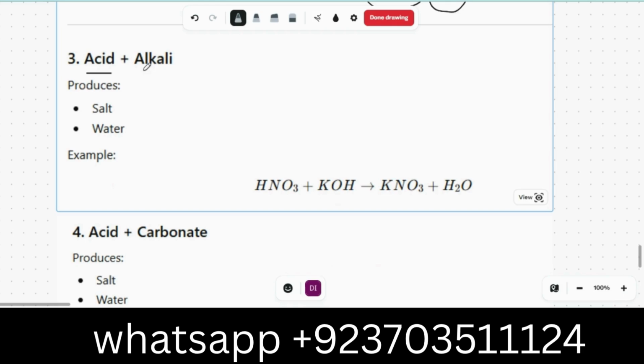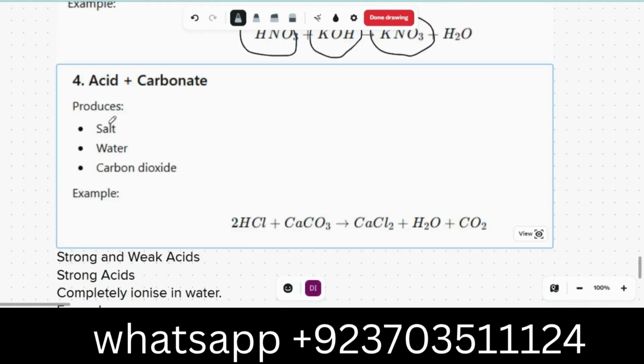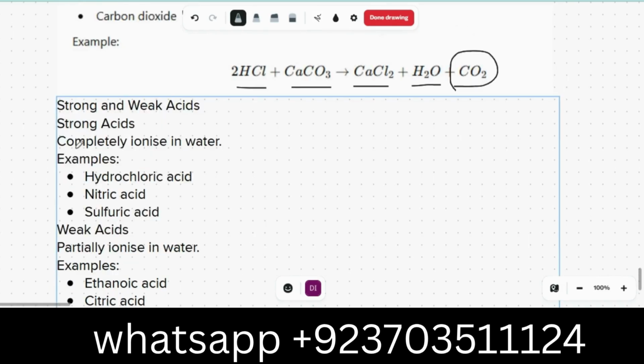Acid plus alkali also gives us salt plus water. So HNO3, nitric acid, and KOH, an alkali, will give us KNO3, a salt, plus H2O. When acid reacts with carbonates, carbonates being any metal with CO3, they give us salt plus water, and extra is carbon dioxide. So HCl reacts with calcium carbonate, gives us calcium chloride, a salt, plus water, and most importantly, the extra thing is CO2.